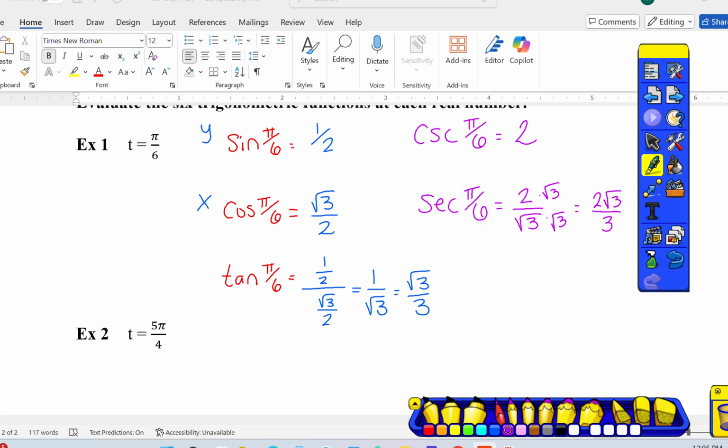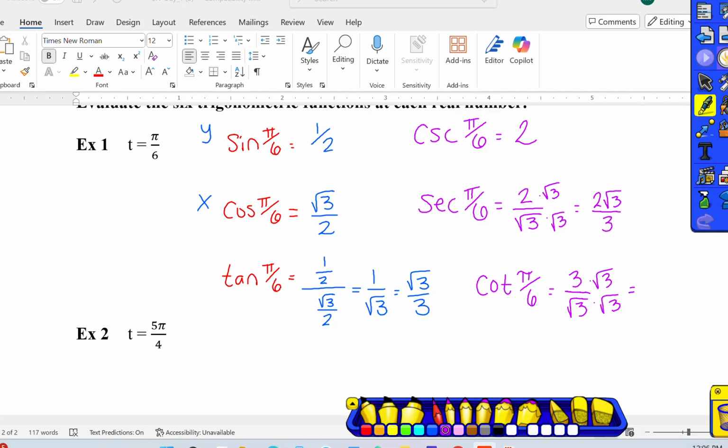And then my last one, the reciprocal of tangent, is cotangent of pi over 6. So I'm going to flip root 3 over 3, so 3 over root 3. Gonna fix this, so I'm gonna multiply by root 3. It gives me 3 root 3 over 3. And then these 3's will cancel, so that's just root 3. So it ends up being quite a bit of algebra, or simplifying.